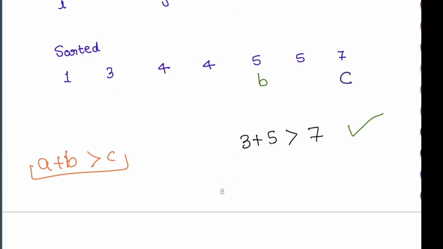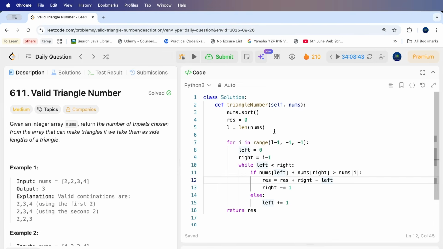And now let me take you back to the code editor to show you the complete solution for this particular problem. So this is the complete solution. We are first sorting our data, then result is equal to 0 as of now, and then that's the length of numbers. Now we are running a loop and any number at index number I will serve as our C. Then left is 0 and right is I minus 1. Left is the index for our number A, right is the index for our number B.